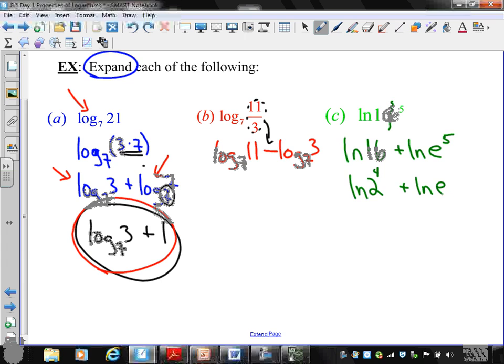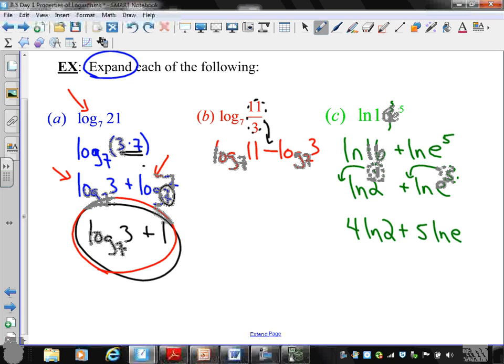Okay, so here's the other property that we have here. I can take this exponent and I can pull it out front like a coefficient. We're going to see that property in a second, but I'm allowed to do that. So that's another part of the expansion I want to do here: pull that 4 out front and write this as 4 times the natural log of 2 plus, well, I'm going to do the same thing with the natural log of e to the 5th. I'm going to take the exponent and pull it out front like it's a coefficient. So this becomes 5 times the natural log of e.